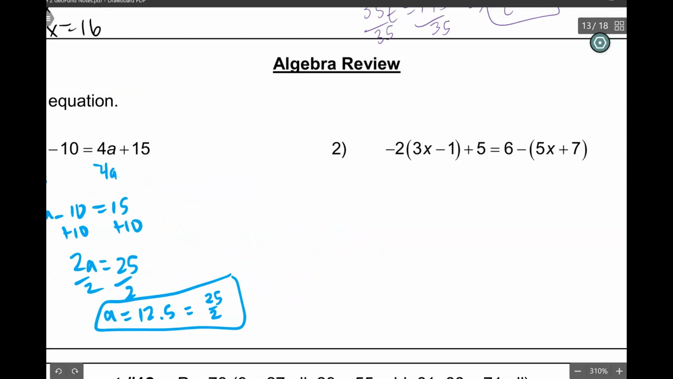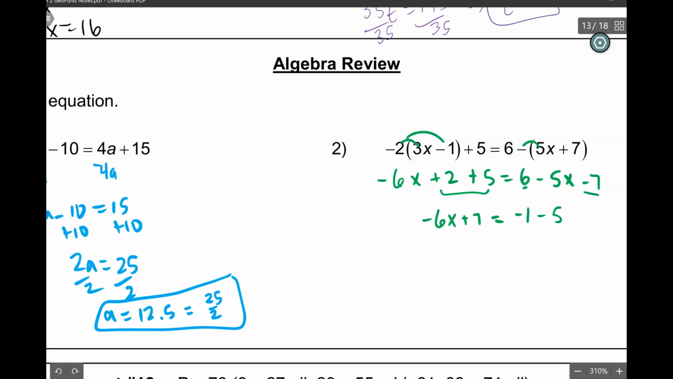And then part 3, I need to distribute this out. So I have negative 6x plus 2 plus 5 is equal to 6, and then distribute the negative. Minus 5x. Let's see, was this a minus or a plus? Okay, so minus 7. Combine like terms. So negative 6x plus 7. Combine like terms. 6 minus 7 is negative 1. Add 1 on both sides. So I have 6x plus 8 is equal to negative 5x. Add 6x on both sides, and I get 8 is equal to x.